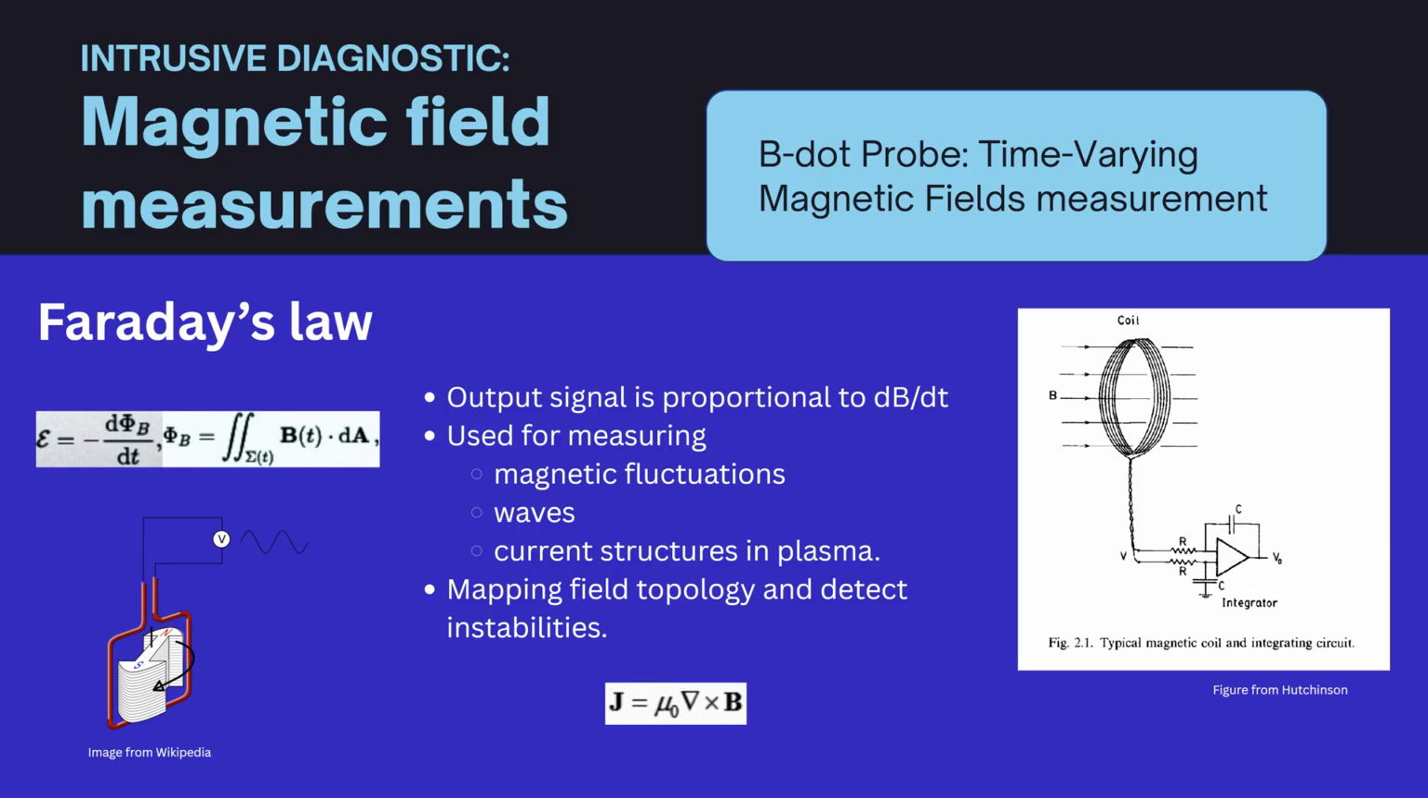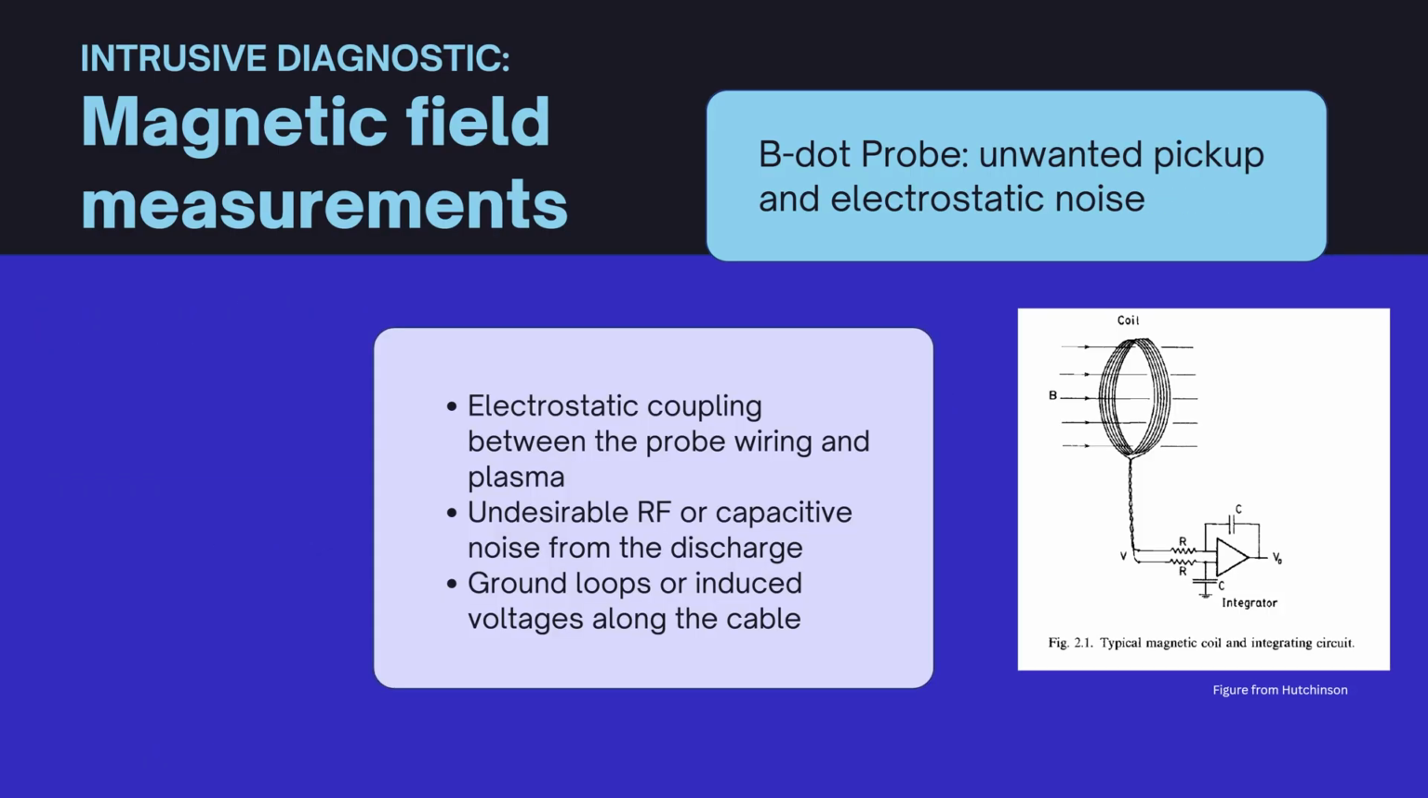A single-loop Bdot probe doesn't only respond to changes in magnetic fields. Like described previously, plasma is conductive, so any wire placed inside can act like an electrostatic probe. Electrostatic coupling between the probe wiring and plasma, undesirable RF or capacitive noise from the discharge, ground loops, or induced voltages along the cable can all affect measured signal quality.